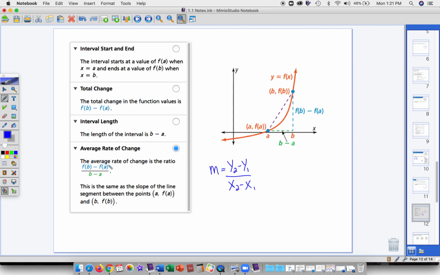The only difference is that instead of using y values, we're using function notation, because we're going to have to calculate this. The points aren't going to be directly given to you. So the difference between the average rate of change formula and your regular slope formula is we use this when we know the coordinates, and we use this when we have to calculate a coordinate. Again, this is the same as the slope of the line between the points (a, f of a) and (b, f of b).